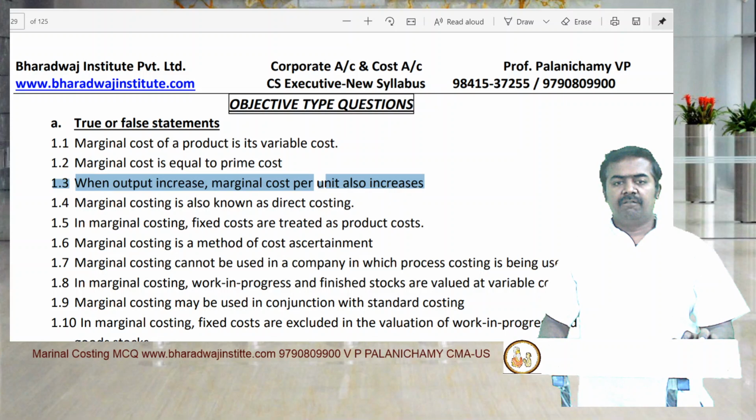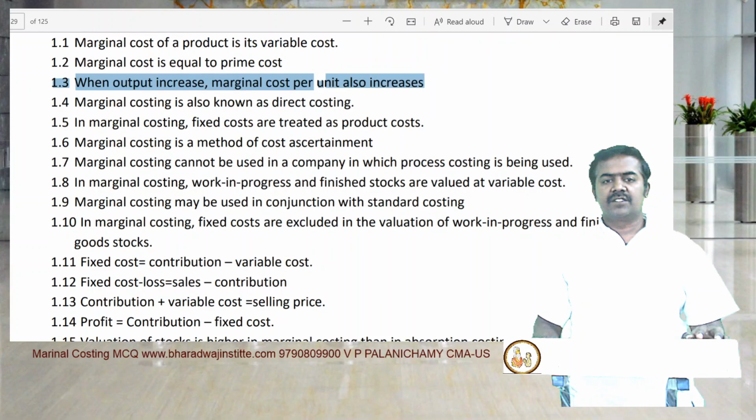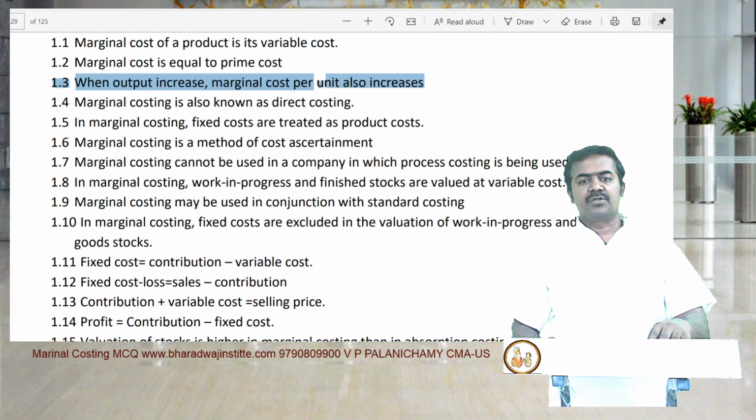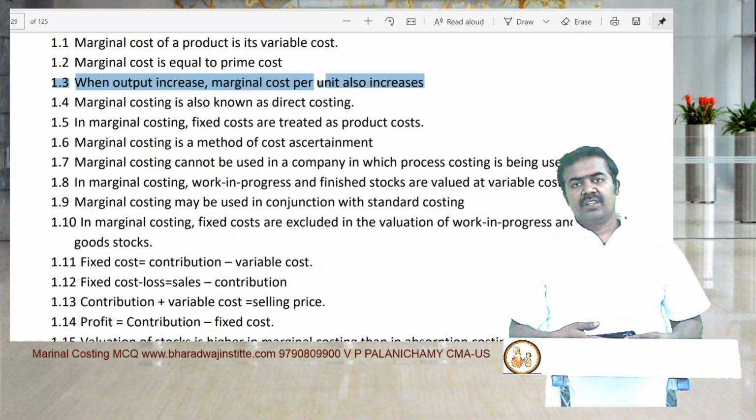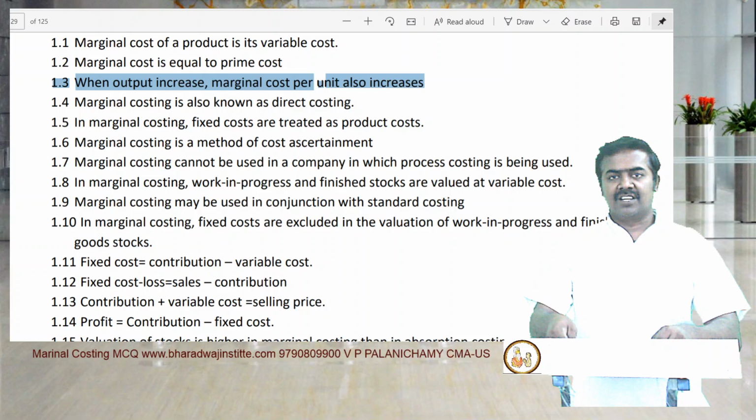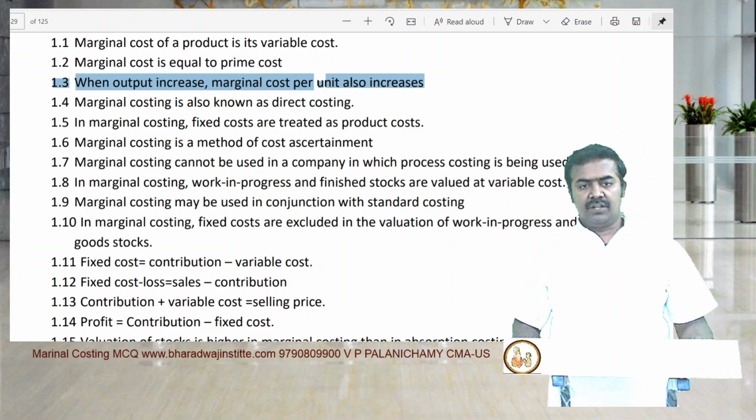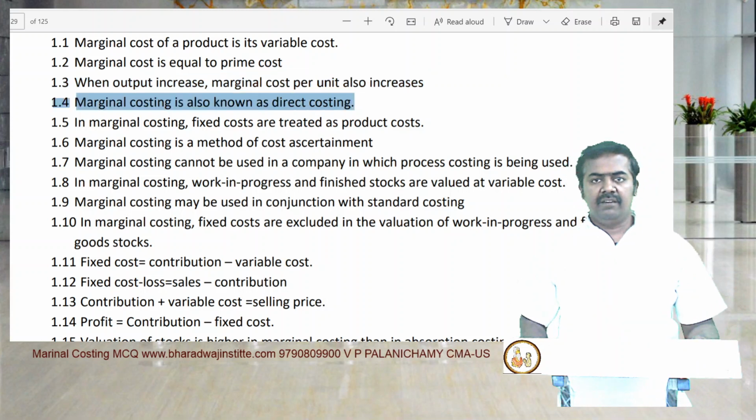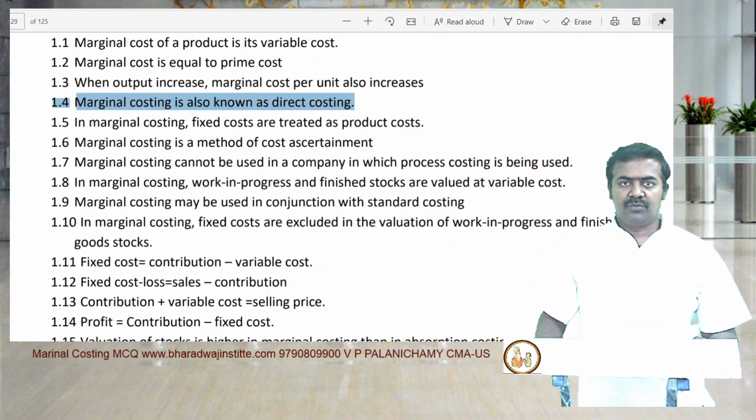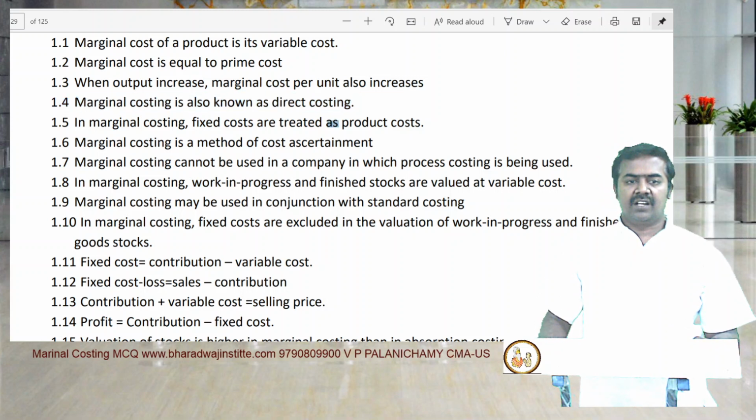Then, when output increases, marginal cost per unit also increases. Is it true? Whether marginal cost per unit will increase? No. Variable cost per unit remains what? Constant. Marginal costing is also known as direct costing. True. We charge only variable cost for inventory valuation and other things. Okay, it is also known as direct cost.